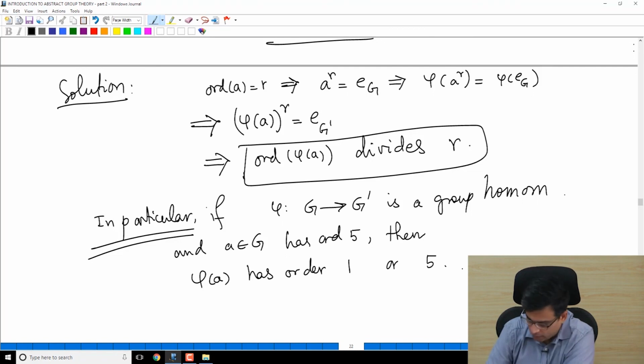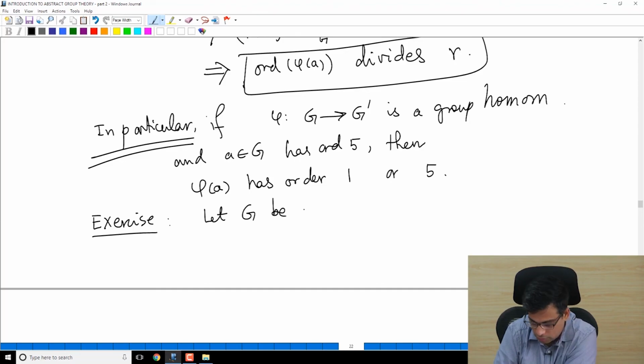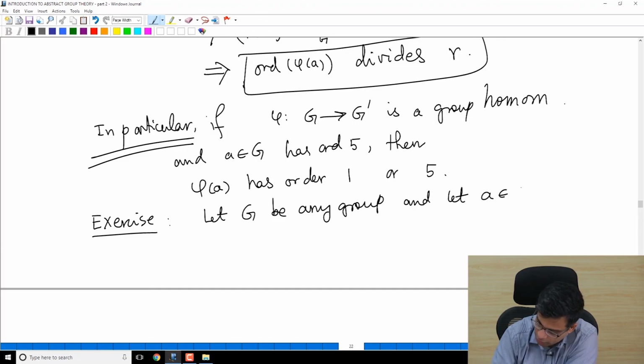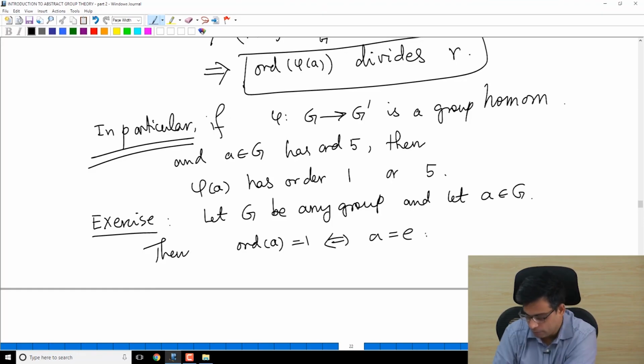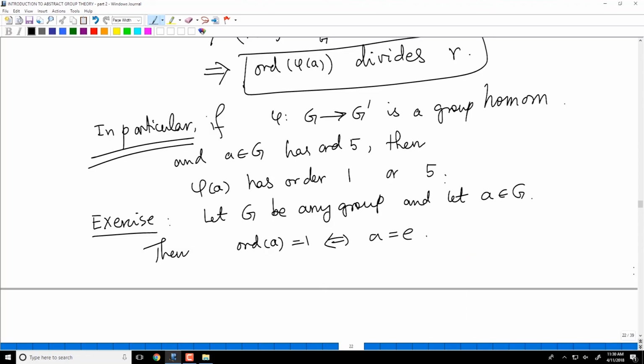And as a supplementary exercise, a trivial exercise that I have repeatedly used: let G be any group and let A be an element of G. Then the order of A is 1 if and only if A is E. Okay, so this is easy for you to do. The only element which has order 1 is E. So coming back to this example, phi of A has order 1 or 5. So in other words, phi of A is either the identity element or its order must be 5.